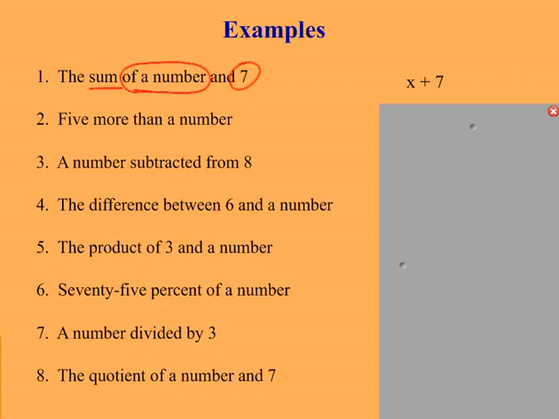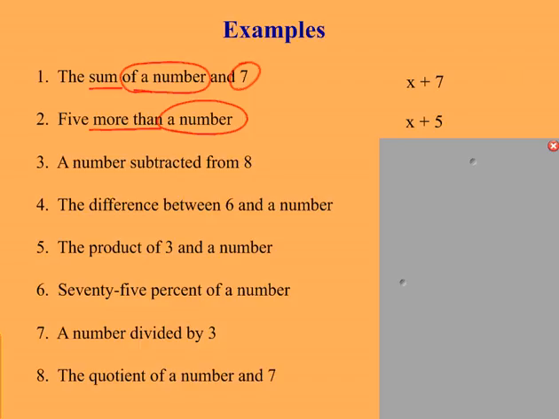Number 2, 5 more than a number. If we have 5 more than, that means that we're adding. So more than means adding on to. 5 more than a number, well, they don't tell us what number, so that's going to be x. And since we have 5 more than x, that's x plus 5.